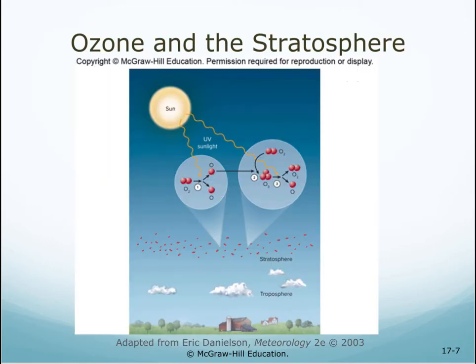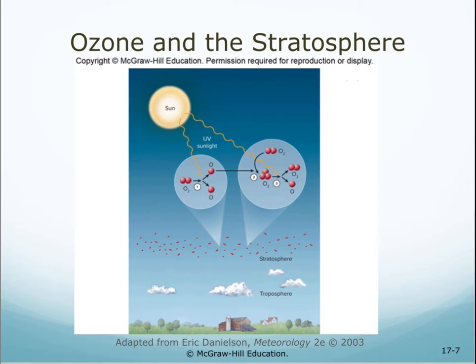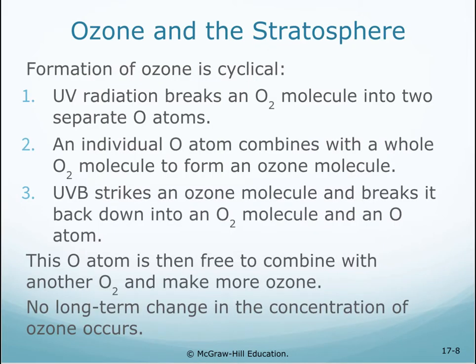Here, ultraviolet radiation causes oxygen molecules to break into two atoms. An individual atom combines with an oxygen molecule to form an ozone molecule. Then, the UV radiation breaks the ozone molecule down to an oxygen molecule and an oxygen atom. The formation of ozone is cyclical.